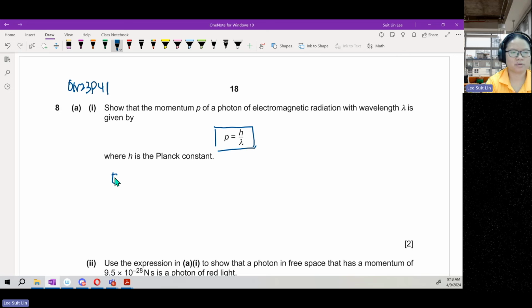For example, if I want to include wavelength, most of the time I will need to use the equation for energy of photon, E is equal to hc over lambda. And then also at the same time, the momentum P, because it's not half mv squared, it's mv.